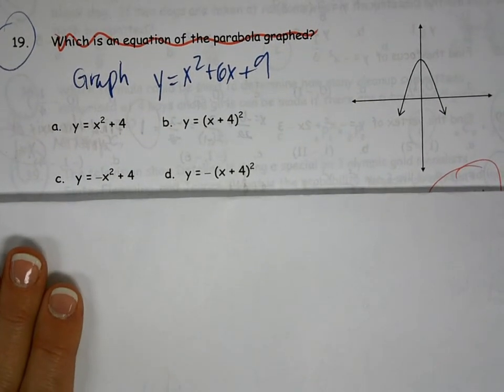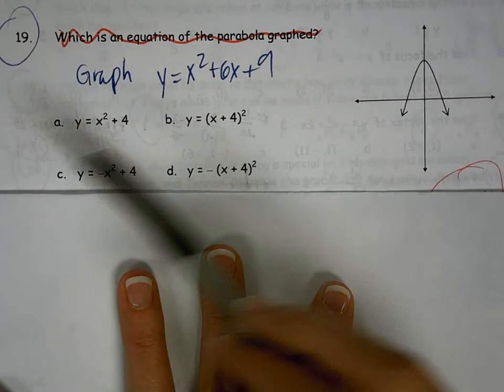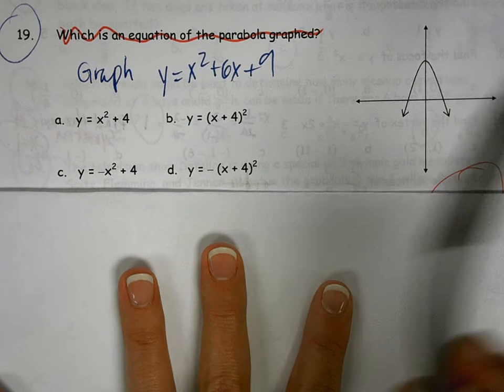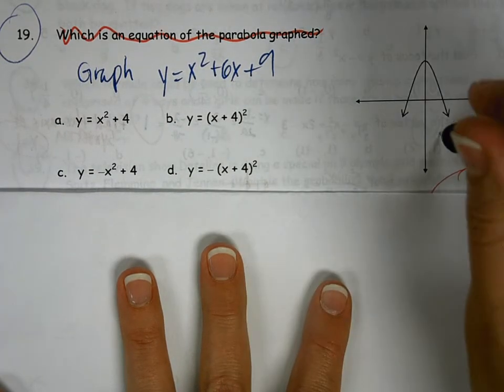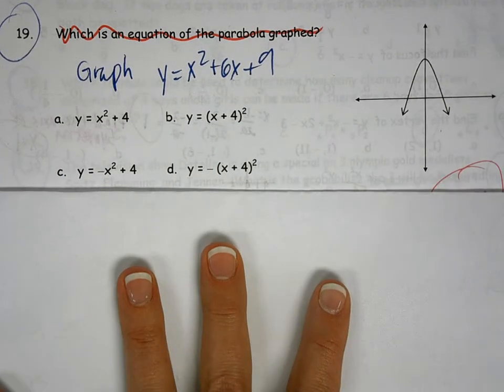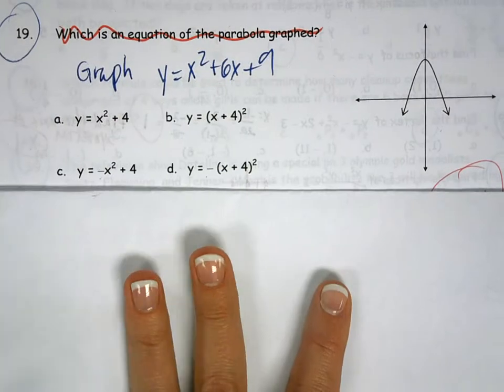So on this one, 19, I forgot to have you do this, but I put graph y equals x squared plus 6x plus 9. So basically, what I did is, first of all, notice how this is going down. The x squared is going down. Do you guys see that? So you know it's going to be either C or D.